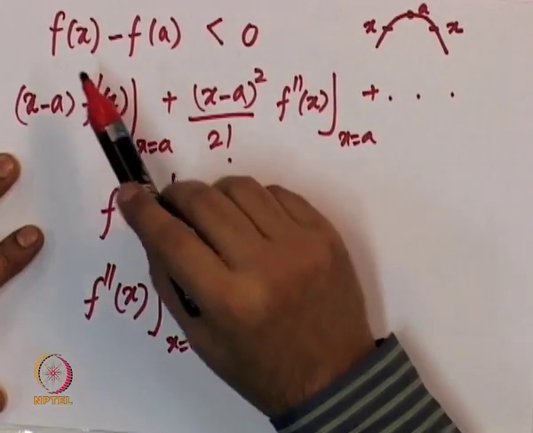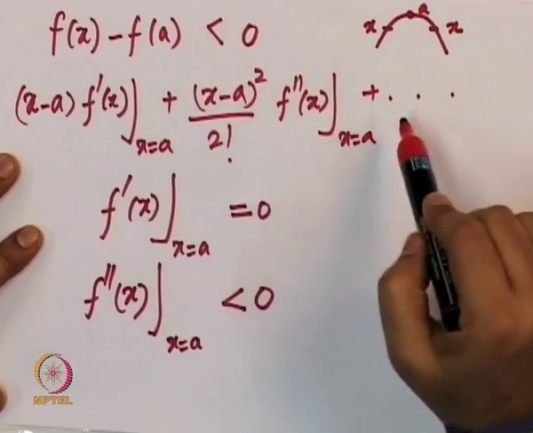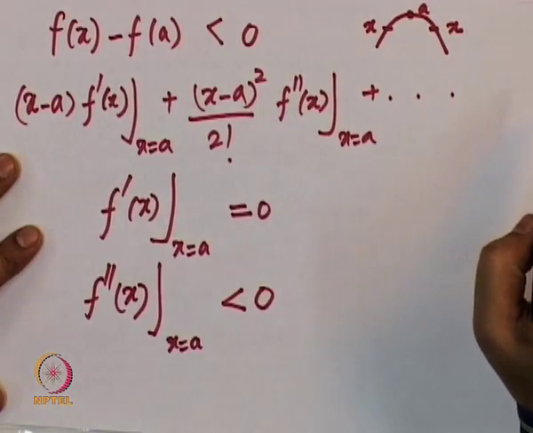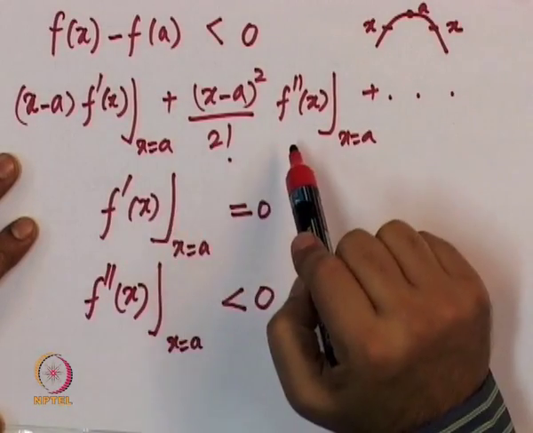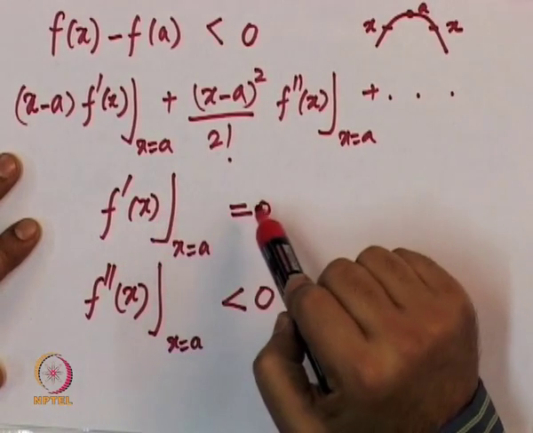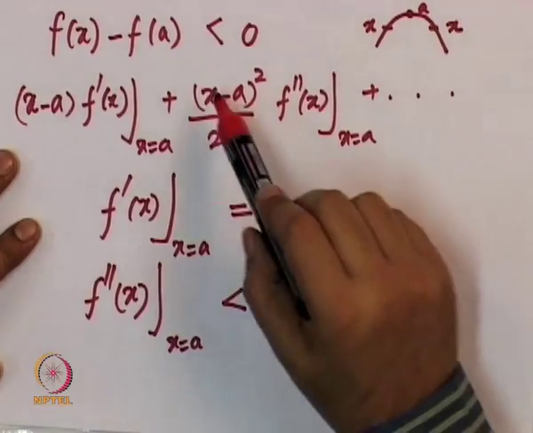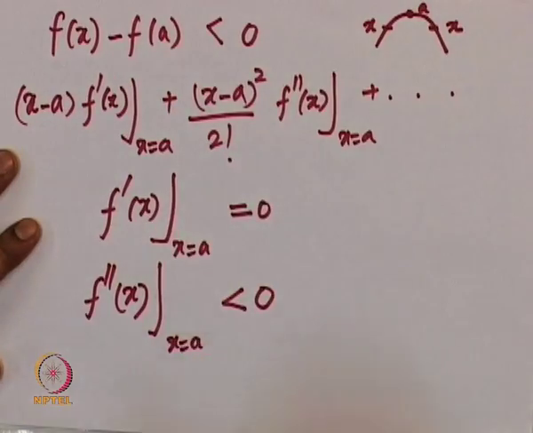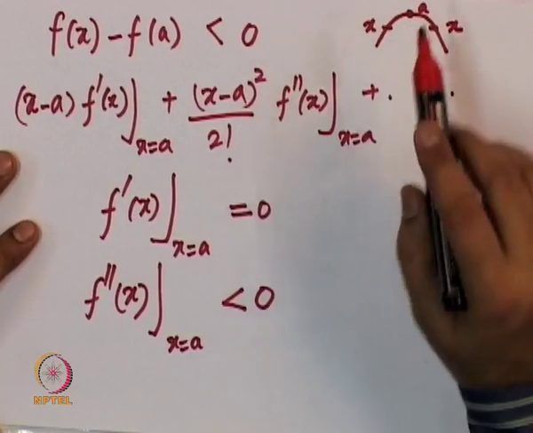So, if you can pick an x which is quite close to A in such a way that all the higher order terms can be neglected, then the Taylor series expansion tells us that it is essential that f prime of x is 0 and f double prime of x is less than 0 for this function to have a maxima at A.